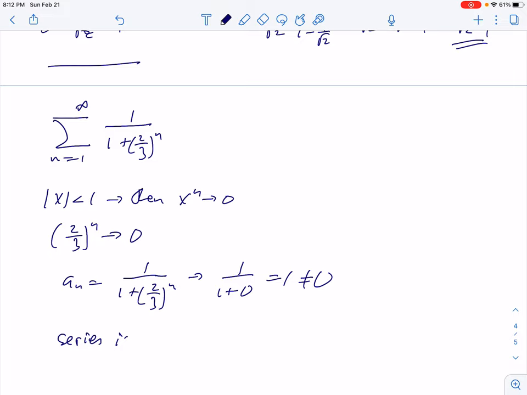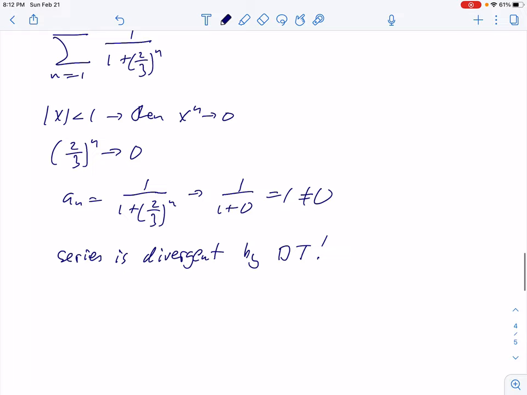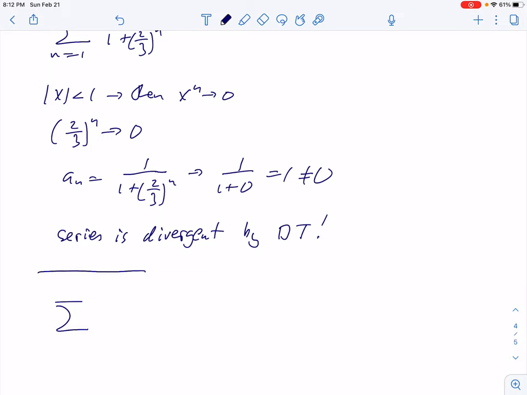Divergent again by the divergence test. Our next example. Look at the series with general term natural log of (2n plus 1) over (n plus 3) in the denominator, and n changes from 1 to infinity.